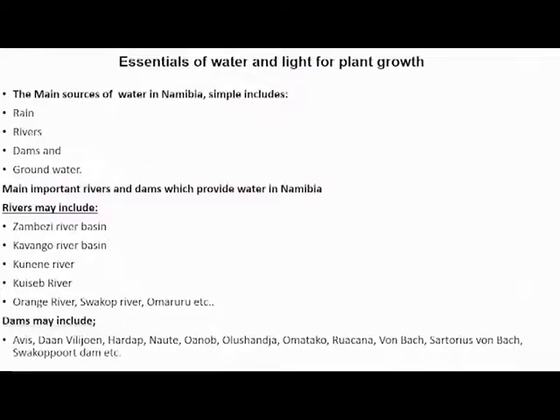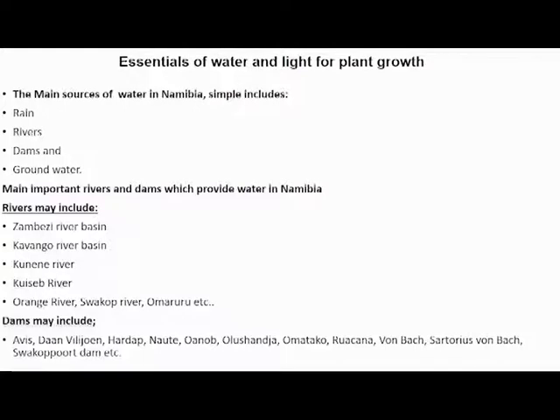I have already said that in Namibia we have sources of water, for example rain. Rain is one of the main sources. Rivers are another source. Dams and groundwater are also main sources of water in Namibia. The important rivers which provide water in Namibia include the Zambezi River Basin, the Kavango River Basin, Kunene River, Kuiseb River, and others. You can go into your study guides and find out about those.